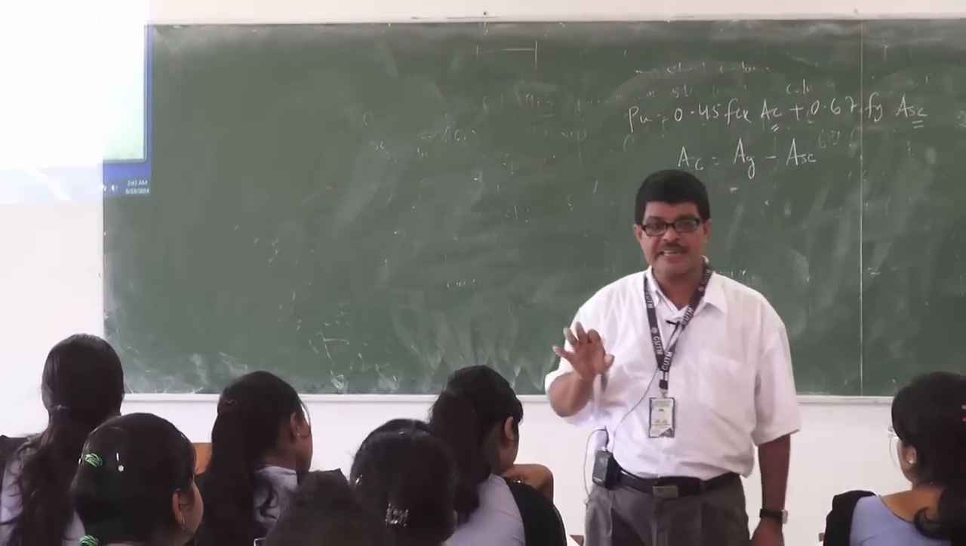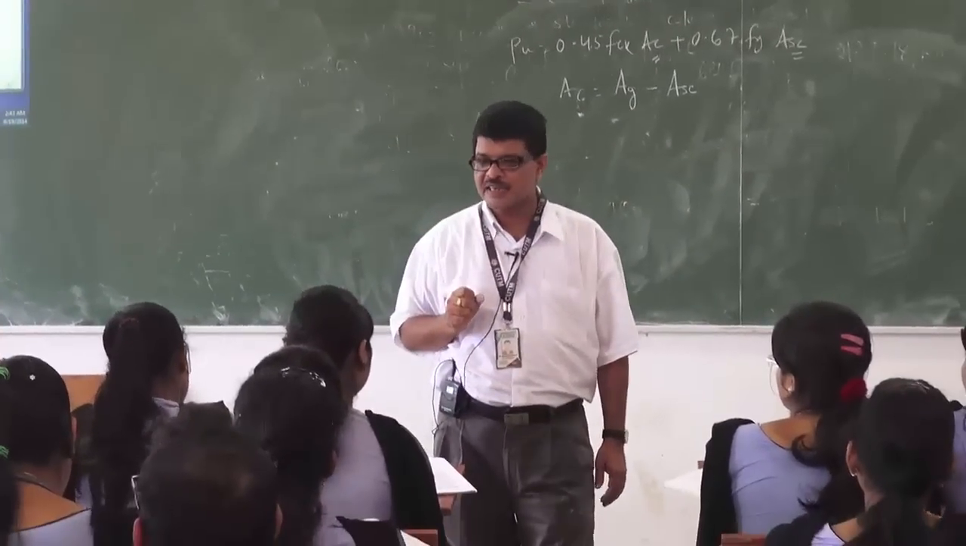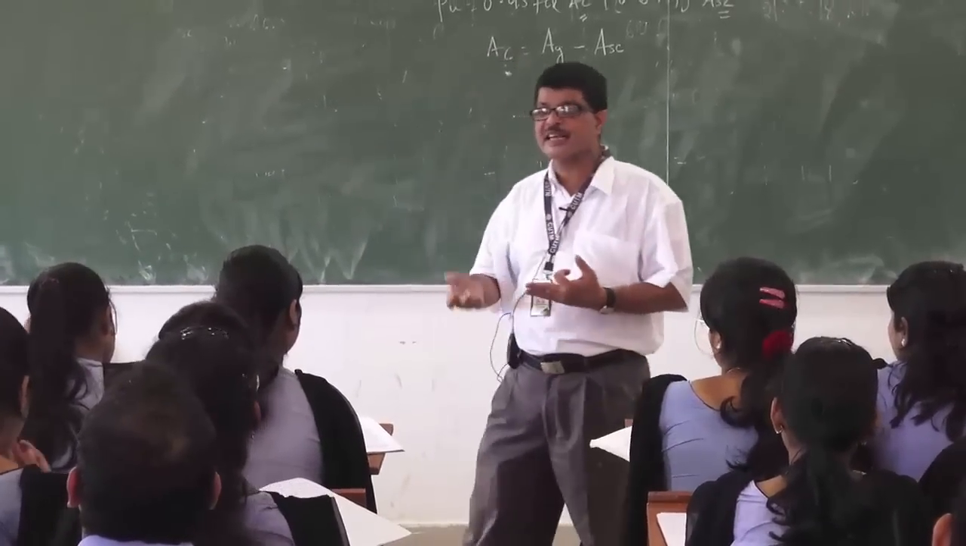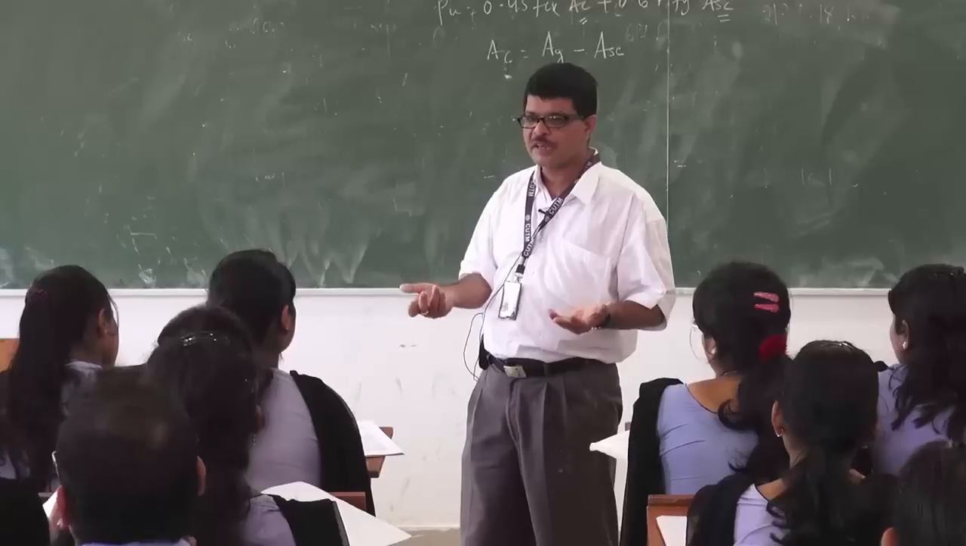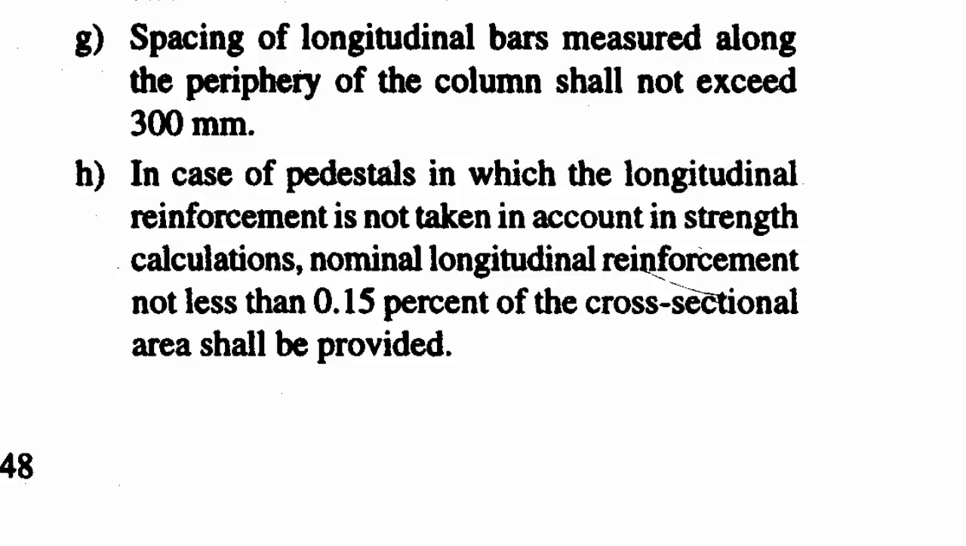You cannot provide less than 6 if you are using a helical reinforcement as ties. So whether it is a circular column or a rectangular column, it does not matter. If you are using a helical reinforcement, you have to provide minimum 6 bars. Next, what is the spacing? The spacing of longitudinal bars measured along the periphery of the column shall not exceed 300.